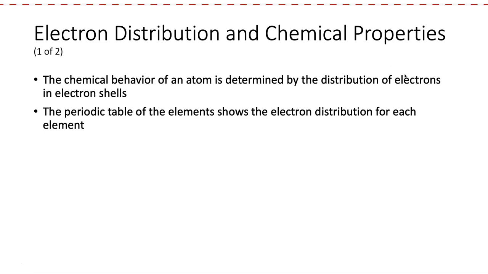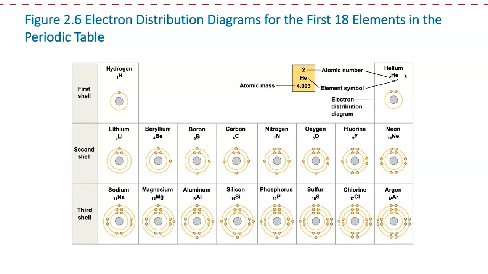So atoms behave in very specific ways, mostly because of where the electrons are located in their shells. And we're going to take a quick look at a periodic table to see how those electrons are distributed in the shells for each element. Again, you're not going to have to memorize this, by the way. It's just something that you need to know the basics of.